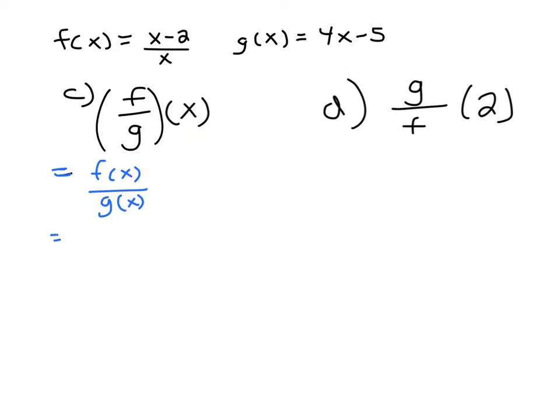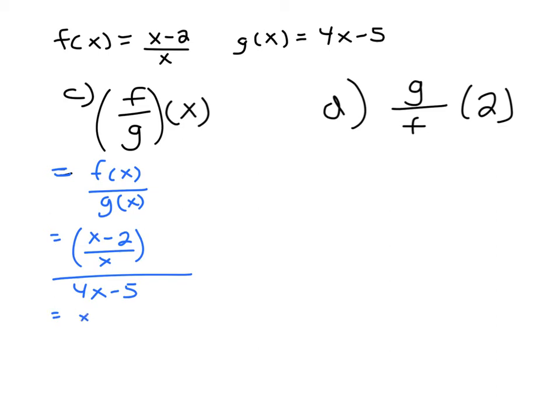So now let's plug in f, x minus 2 over x, and then let's plug in g, 4x minus 5. Now I just need to simplify this a little bit.